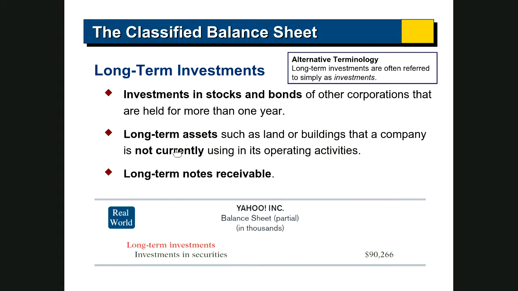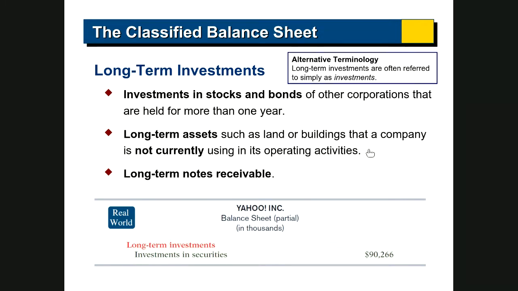Included in this are long-term assets such as lands or buildings that a company is not currently using in its operations. Let's say you buy a piece of land and you wait for the price of the land to go up, and you're going to sell it in the future. So this is a long-term asset that you're not necessarily using, but you're going to keep it for a future sale.